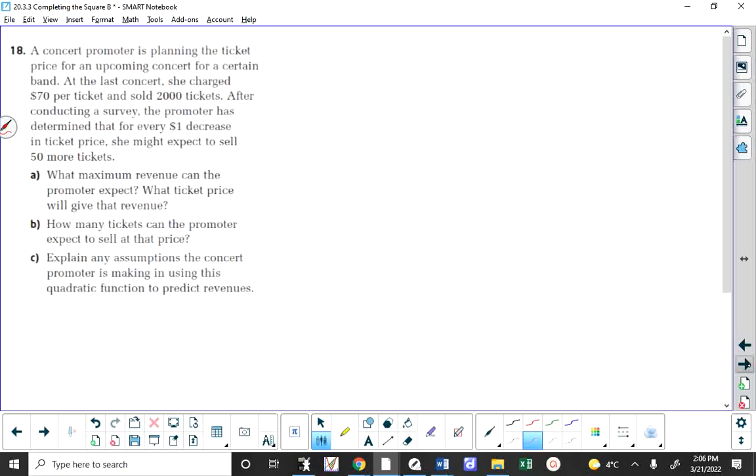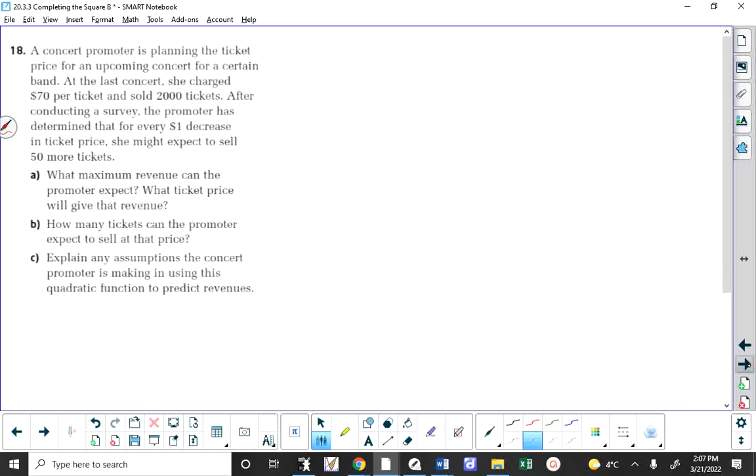So, at the last concert, when she charged $70 per seat, she sold 2,000 tickets. Of course, as the cost per ticket goes up, you would expect to sell fewer seats. And that's what's going to happen. In fact, we're told the specifics of that. The promoter has determined that every one decrease in ticket price, she's actually going the other way.